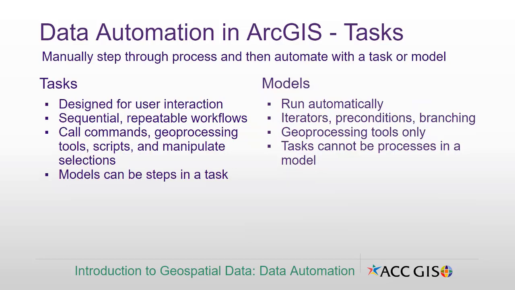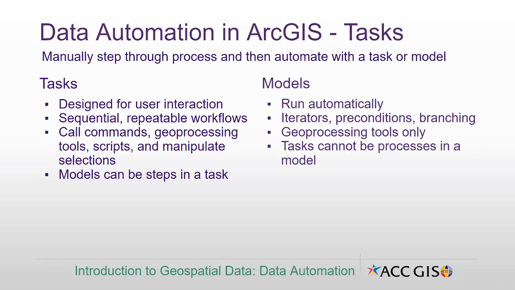So while tasks and models both can be utilized to automate geoprocesses, there are some differences. Tasks are designed for user interaction. So sometimes there are steps in a process that you're just not going to be able to model every different iteration that might occur. And so you can use a task so that the user can interpret the results and then step through the rest of the process.